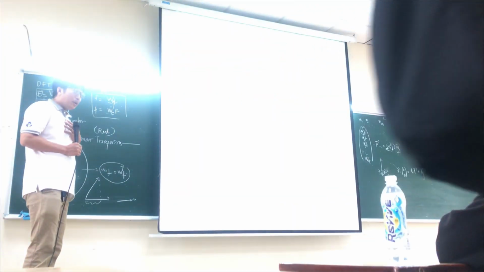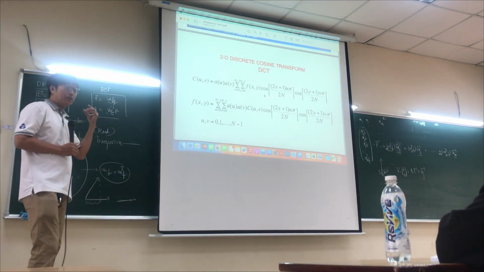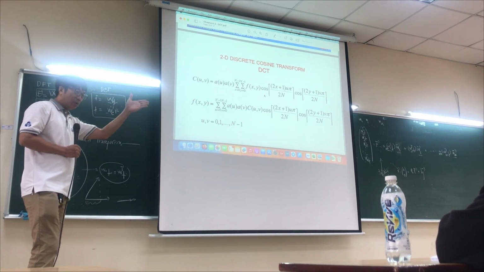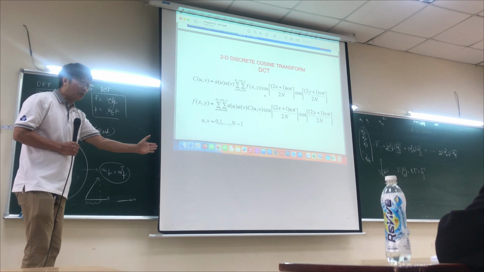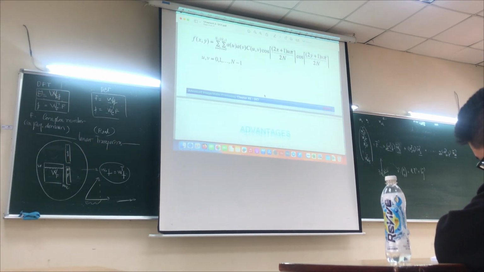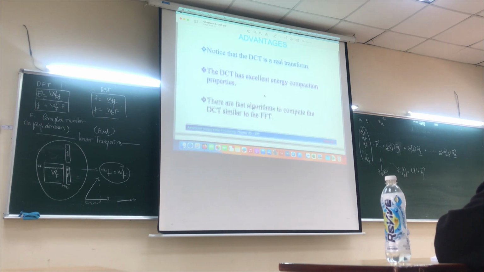And 2D, do you remember how to transform the form from an image? Transform from row and then get transform after that from column. And here the same, right? Here the same. The formula is the same.